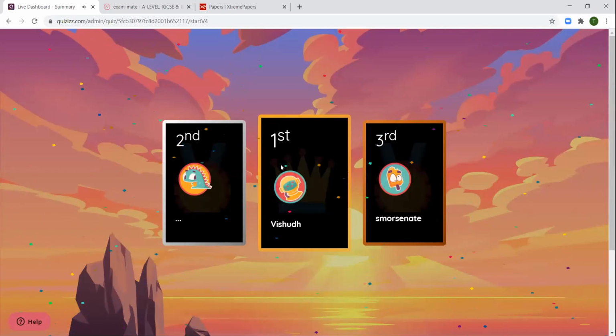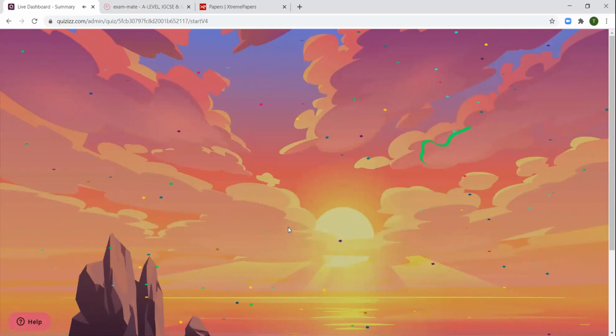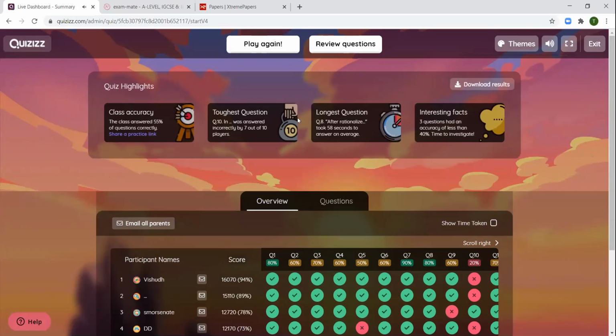You can see first, second, and third. Dot, dot, dot got the second prize. Vishud is first, Somerset is second.